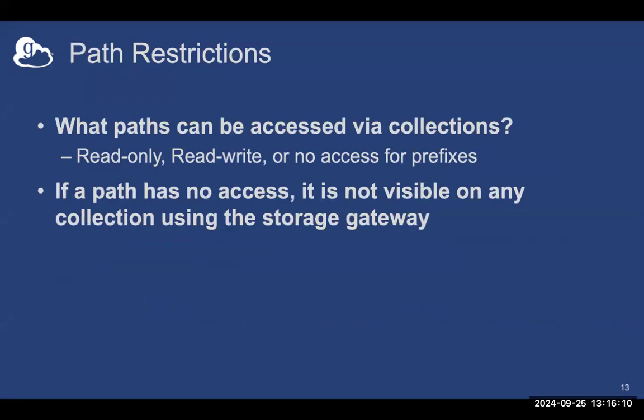The next step is the path restrictions, which are the what data can be seen via collections. There's 3 types of permissions that Globus Connect Server supports, which are read-only, read-write, and no access, and it's all based on a path prefix. So you can say that some directories are going to be visible in Globus and some are not. This is what allows you to do that. And once you've done that, any collections created will be restricted to only seeing those particular paths. If there's no access, then it's not at all visible on any collection using that storage gateway.